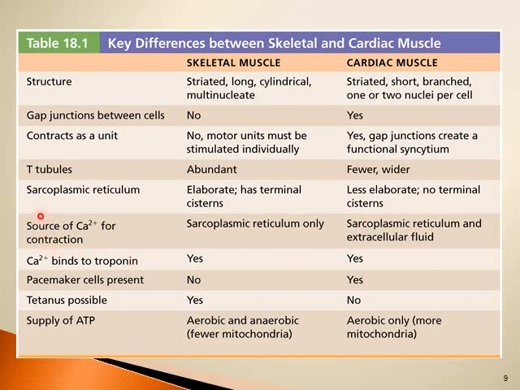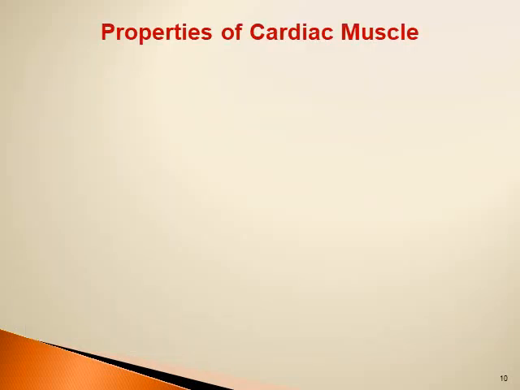The source of calcium for contraction in the skeletal muscle is coming only from the sarcoplasmic reticulum, that is extensive and more developed in the skeletal muscle. In the case of the heart, it comes from both the sarcoplasmic reticulum and the extracellular fluid. Okay, these are the main differences.